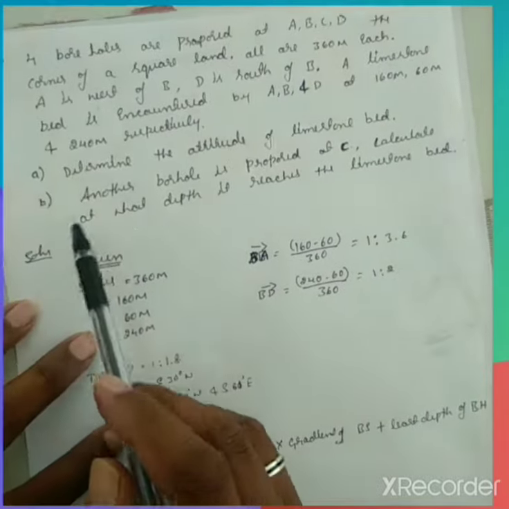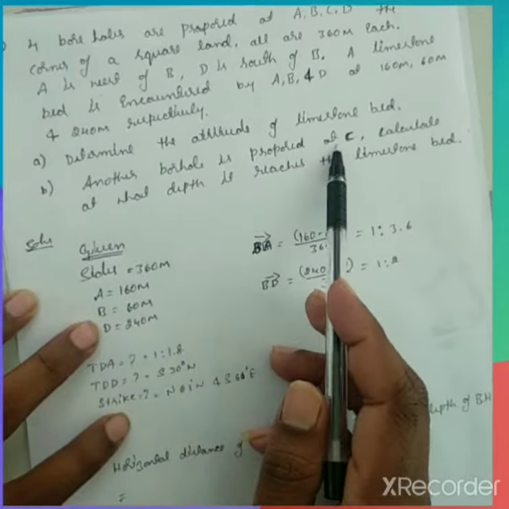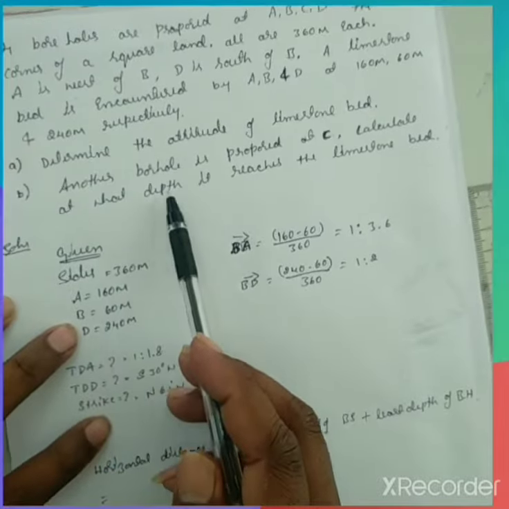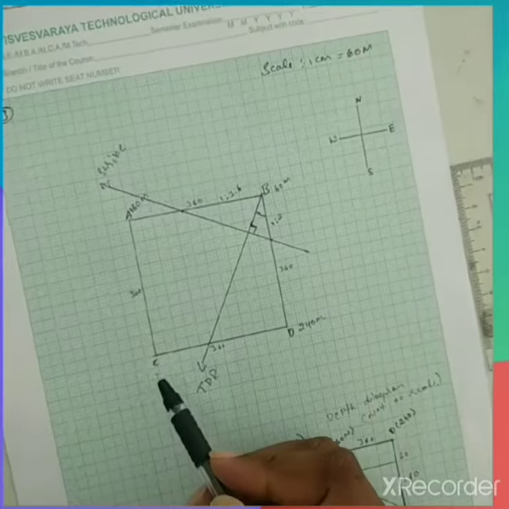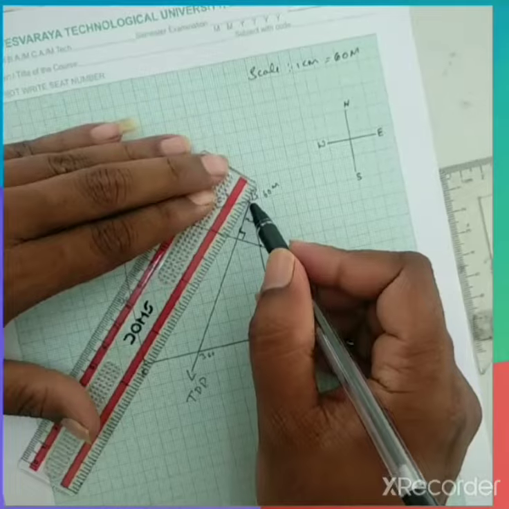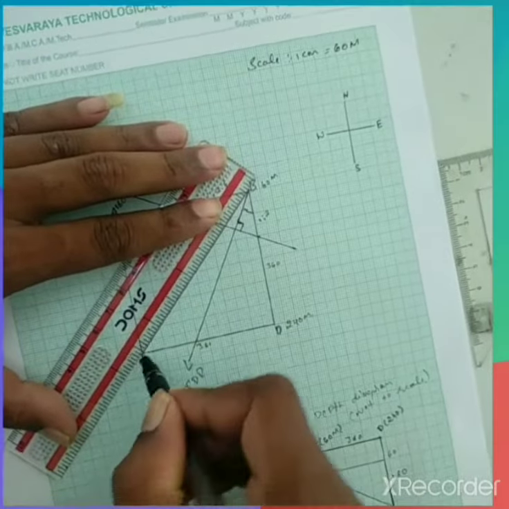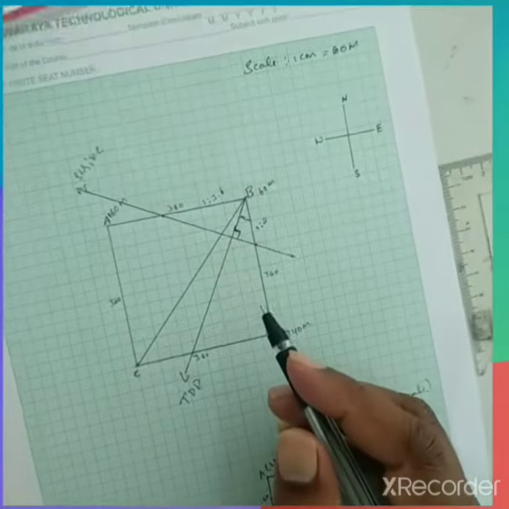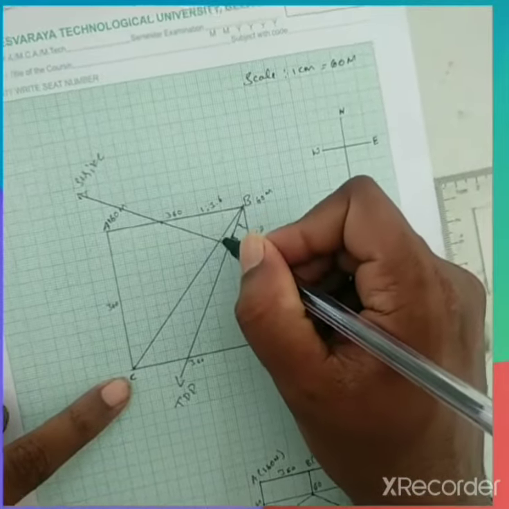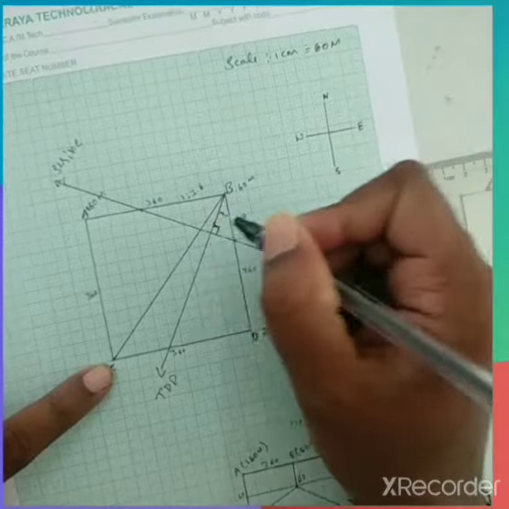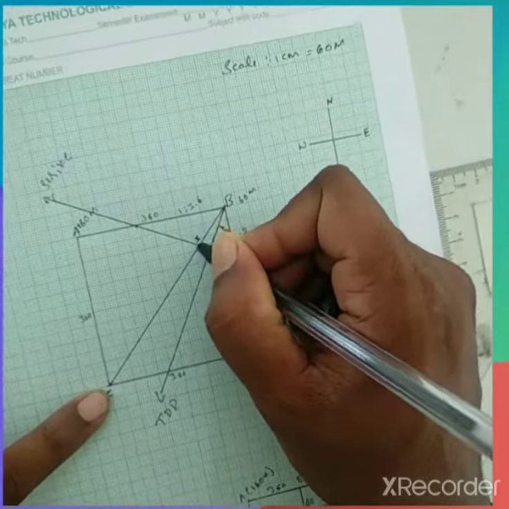Now the second question is: another borehole is proposed at C. Calculate at what depth it reaches the limestone bed. Which means C is here. We need to construct a straight line from the least count depth borehole. This is BC. Here, where the constructed line reaches the strike, we need to mark it as S or anything.